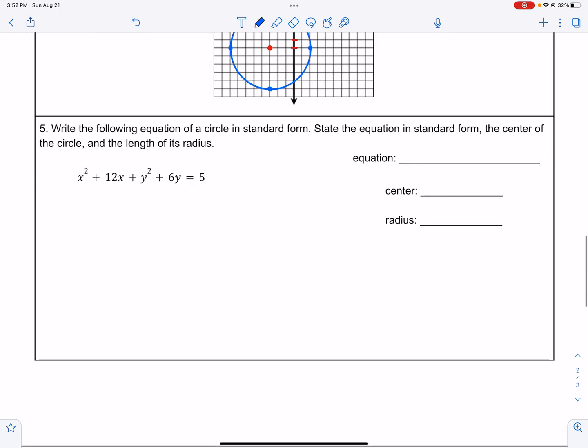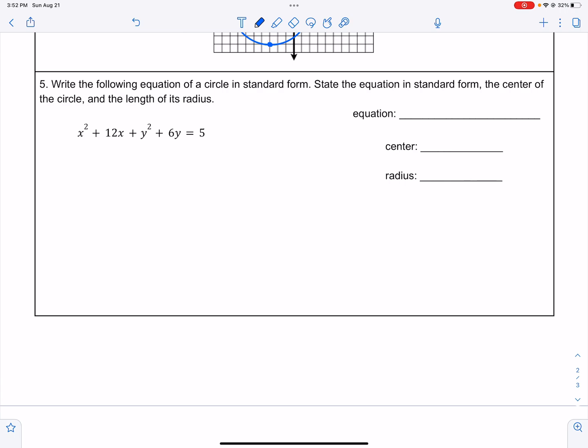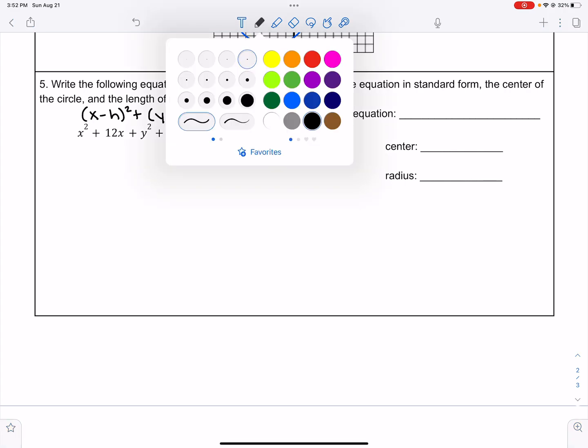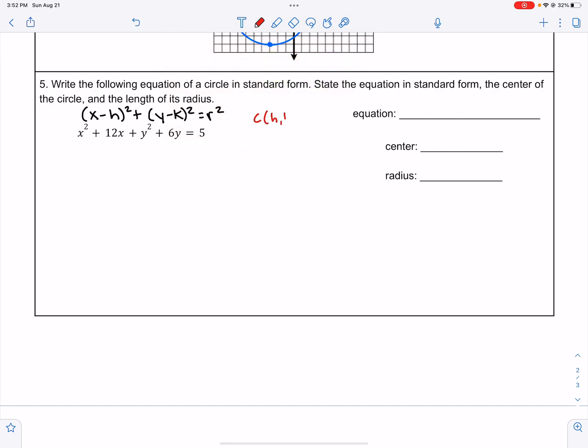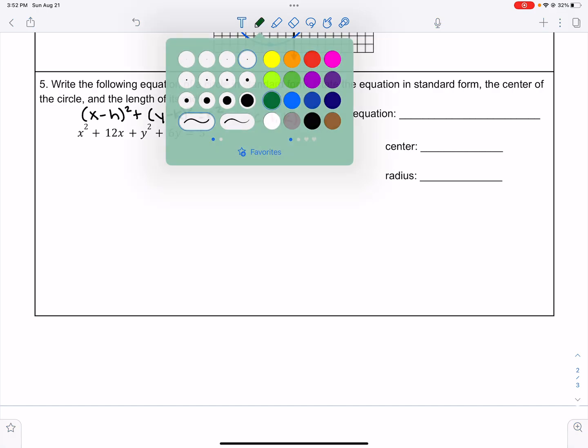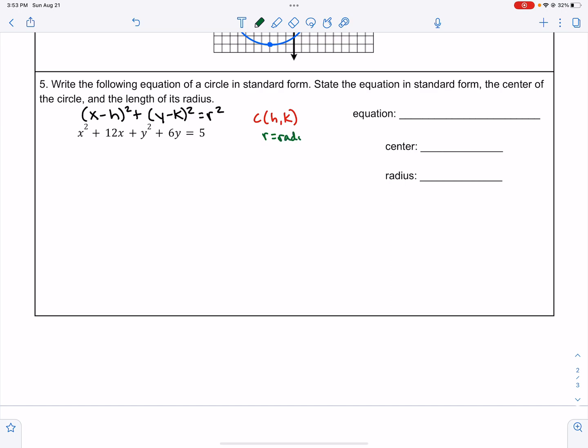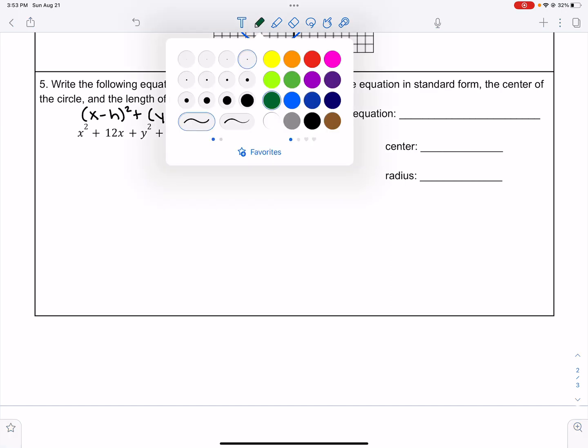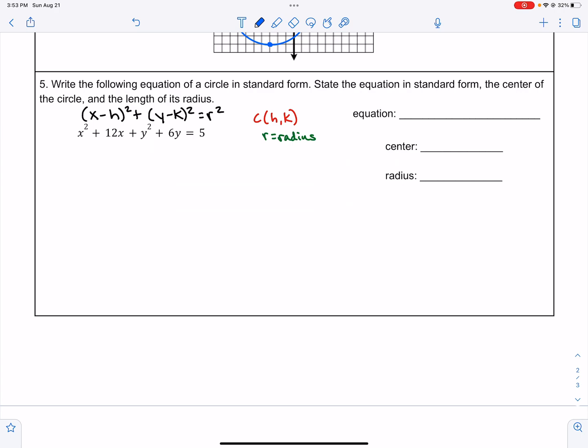And in the last question, it says to write the following equation of a circle in standard form. State the equation in standard form, the center of the circle, and the length of its radius. So let's recall that standard form of a circle looks like this: (x minus h) squared plus (y minus k) squared equals the radius squared. Our center point is always the h and the k, and then the radius is always the r. So we use completing the square to put this circle into standard form.